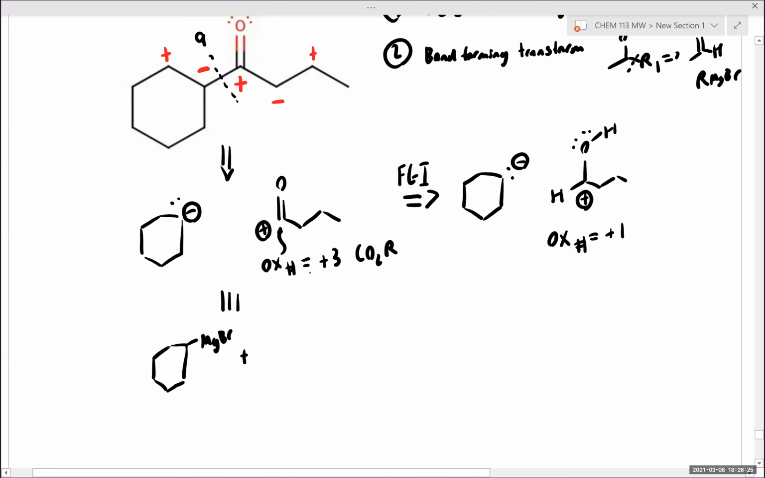Now, in terms of this acyl fragment, my question to all of you is, we're either in the oxidation state for a carboxylic acid, an ester, or an amide. Which functionality would be most appropriate if we're dealing with a Grignard reaction? If we're using a Grignard, which functionality would be more appropriate?